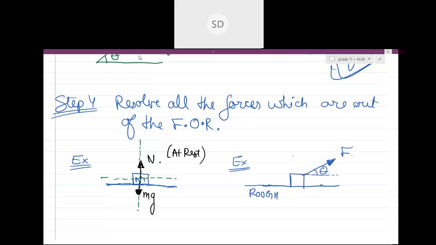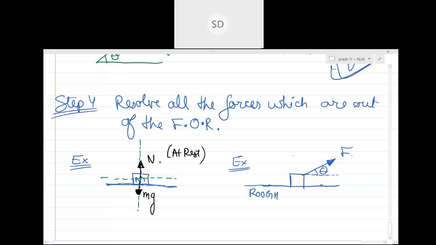Can anyone draw what all forces are acting on this thing? This force is given in the question itself. We are applying this force on this object, but still this object is not moving, it is at rest. What all forces are acting? There will be mg in the downward direction, normal reaction in the upward direction, and friction in the backward direction. This friction will try to prevent it moving towards the right because of the application of this force. Although we have not studied it, I'm just taking it for an instant.